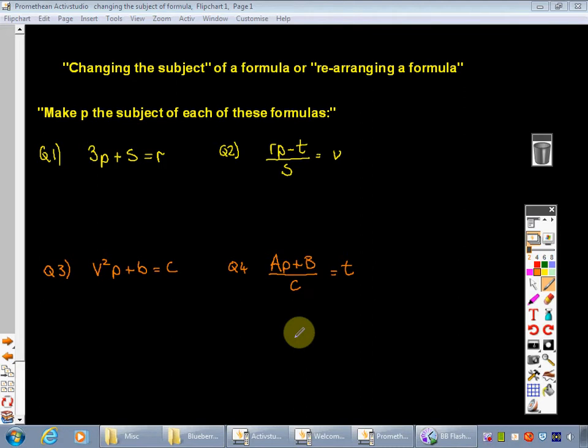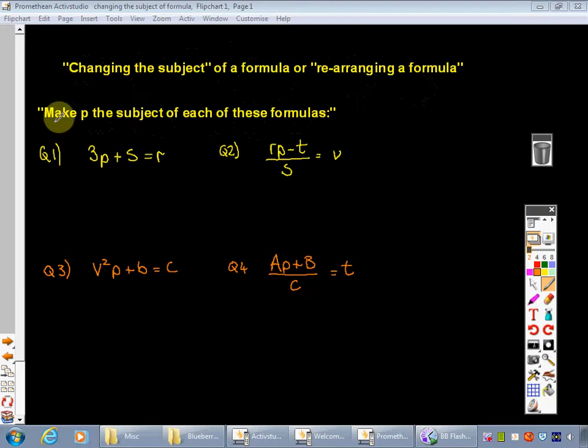This is to help you with changing the subject of a formula or rearranging a formula. It's not always clear in the exam whether they're going to use the word change to change the subject of a formula or rearrange a formula. They swap between both of those ways of writing the question. Here I've said make P the subject of each of these formulas. It may say rearrange the formula to make P the subject. But either way you should be able to identify what it's about.